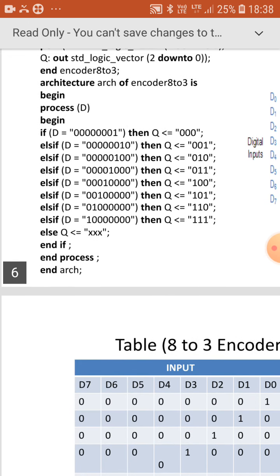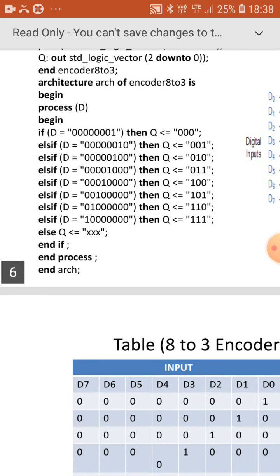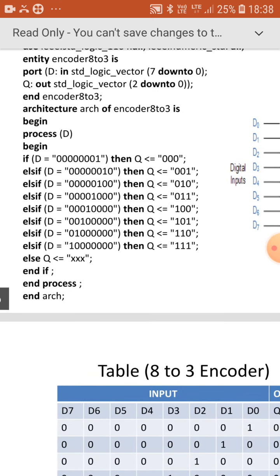So now I am closing the if statement, so end if. Next I am closing the process, end process. Next architecture, end architecture. So the architecture name is R.